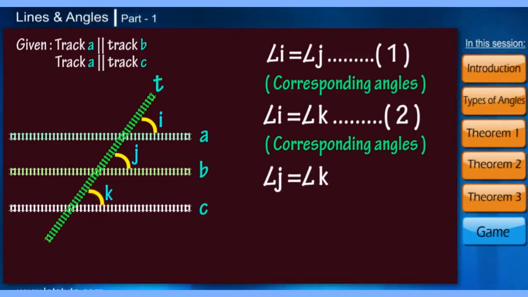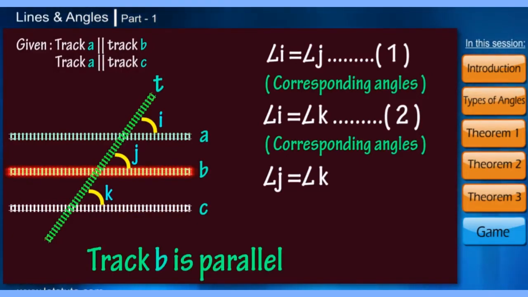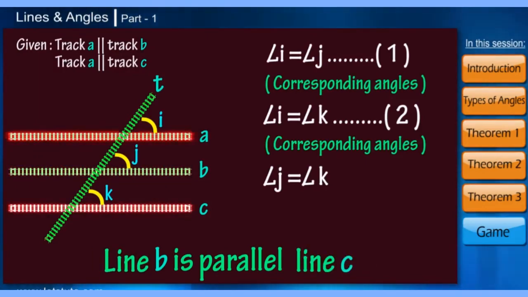And as we just saw, when two corresponding angles are equal, then the two tracks are parallel to each other. So, from here we can conclude that track B is parallel to track C. And geometrically we can say that lines which are parallel to the same line are parallel to each other. Here we are done with the first session of the chapter Lines and Angles.